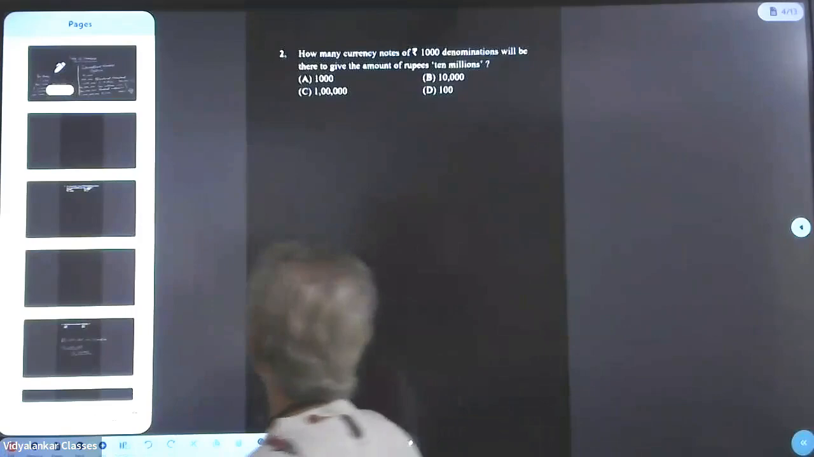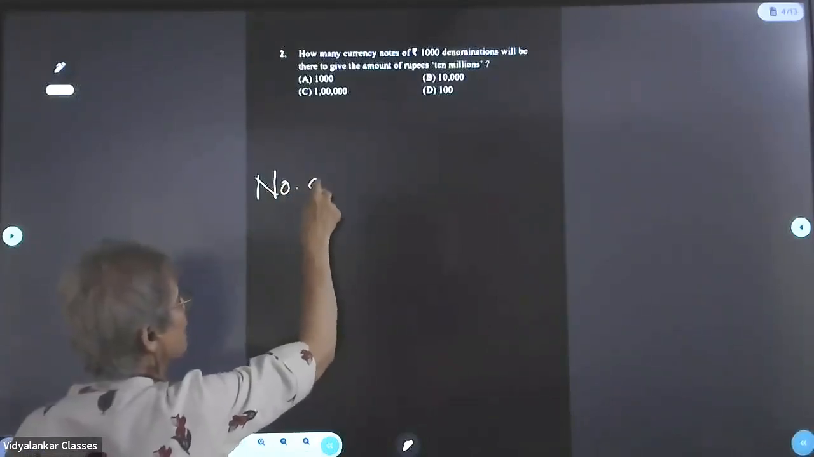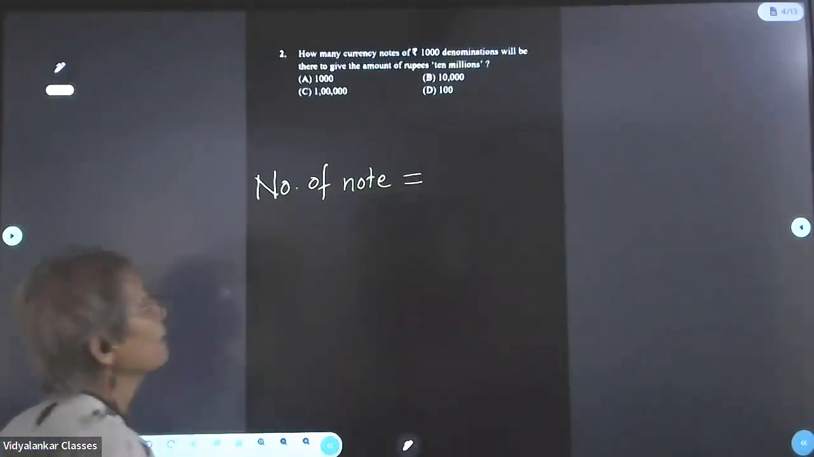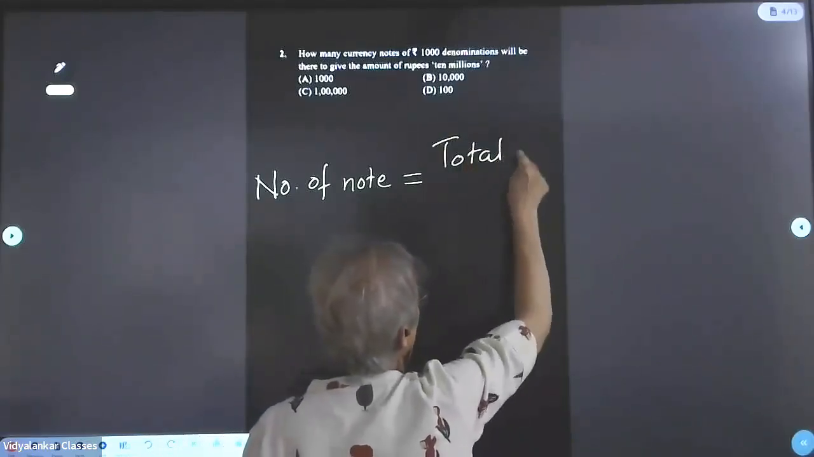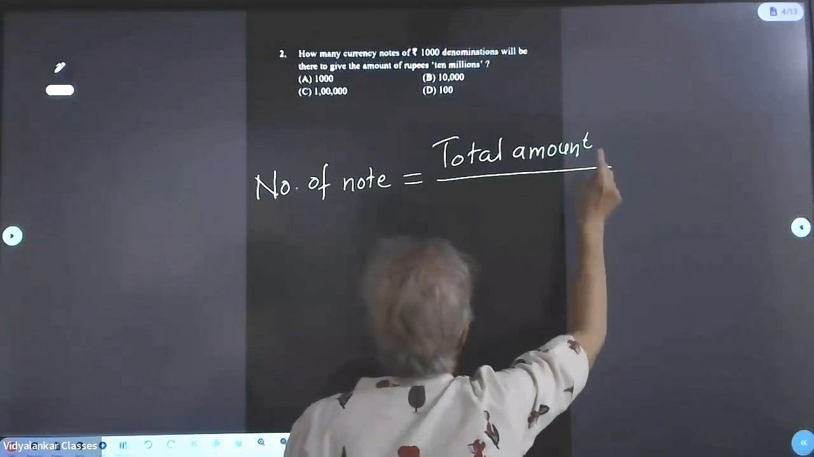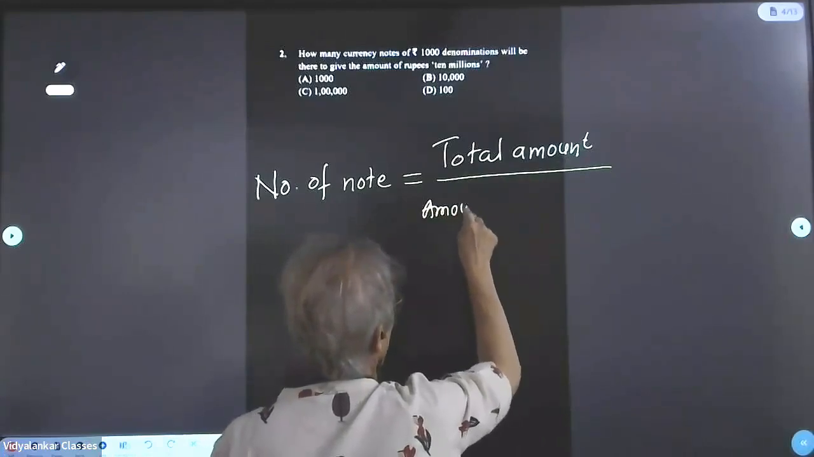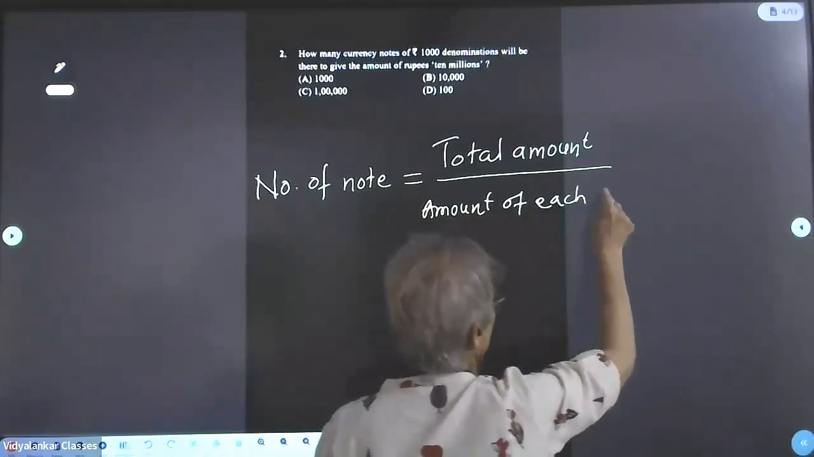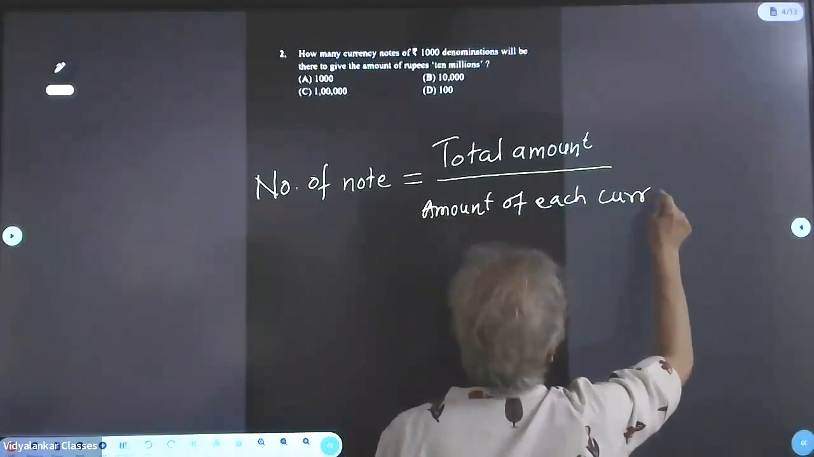So for this, we have one formula: number of notes equal to total amount divided by the amount of each currency note. Each currency note.